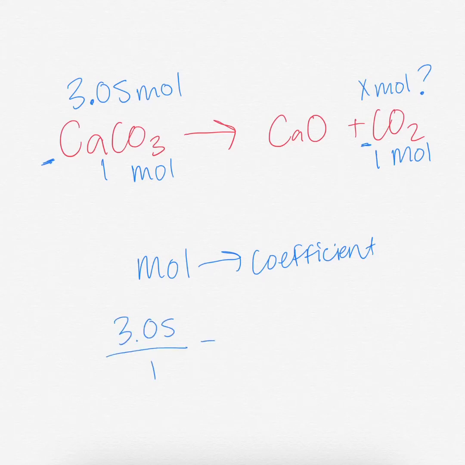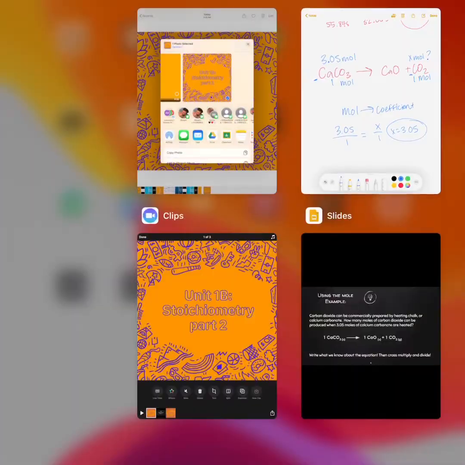Now my proportion looks like this. So if I cross multiplied and divided, I would just get 3.05. So that's my answer. That's all you have to do. You're just cross multiplying and dividing.